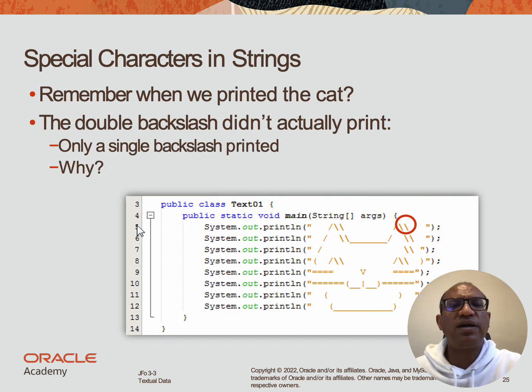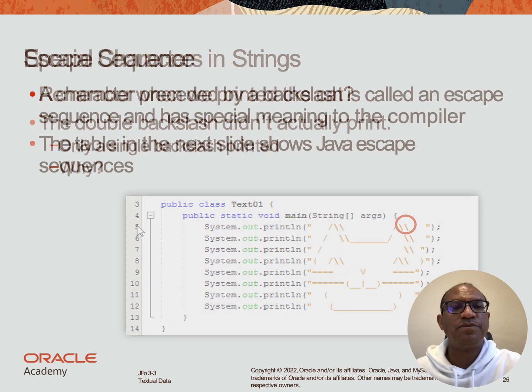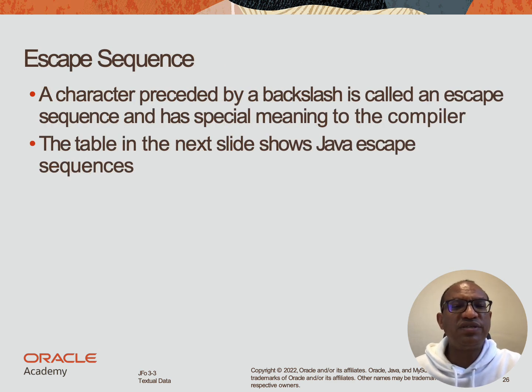Sometimes, special characters like the backslash don't appear as expected in your output. Why? They're treated as escape sequences. An escape sequence is a character preceded by a backslash. It tells Java to perform a special action like printing a new line or a tab.